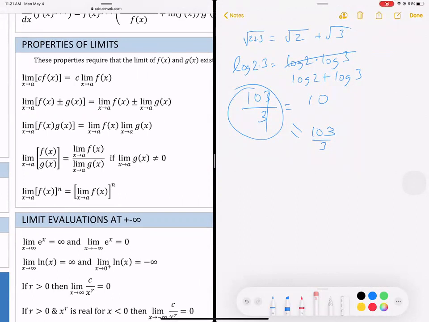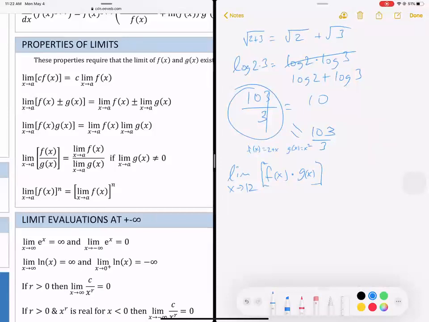Let's use this next one, the limit. Let's do multiplication. The limit as x approaches, let's say 2, no, let's not use 2, let's use 12, that's a big number, of f of x times g of x. Okay, using the same f and g from before. F of x was 2 plus x, and g of x was x squared.